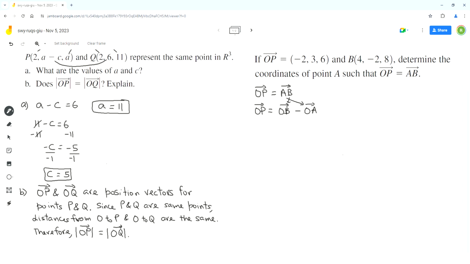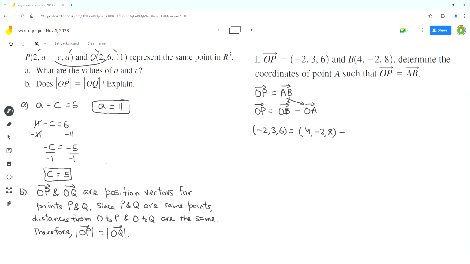Now we can sub in the given information. So vector OP is given as negative 2, 3, 6. Now the position vector is a vector that identifies the location of a point. So the position vector for B is equal to the coordinates of the given point B. So the position vector OB is equal to 4, negative 2, 8. So this is a very important concept you need to understand and memorize.